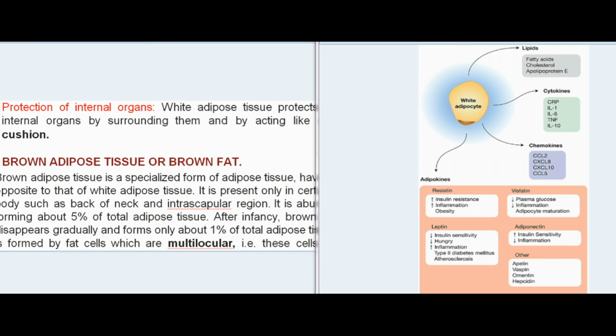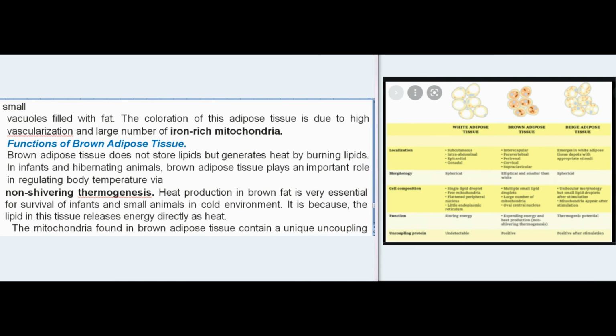It is formed by fat cells which are multilocular, i.e. these cells contain many small vacuoles filled with fat. The coloration of this adipose tissue is due to high vascularization and large number of iron-rich mitochondria. Functions of brown adipose tissue. Brown adipose tissue does not store lipids but generates heat by burning lipids.